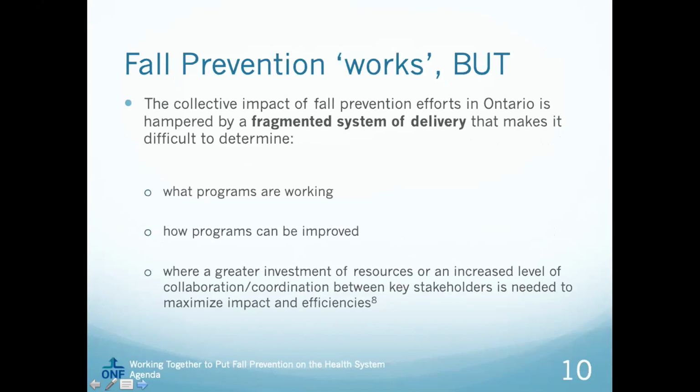At the moment, we have a very fragmented system of delivery for fall prevention across Ontario, each region doing what they can where they are, and we haven't really been able to find out what programs are working, how programs can be improved, and where greater investment might be useful. We really need to think and work differently. And one way of doing that is the integration of fall prevention into system planning and service delivery models. And this is where I'll hand over to my colleague Susan, who is going to talk about some ways forward.